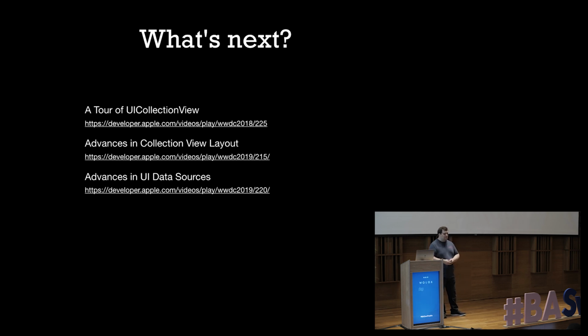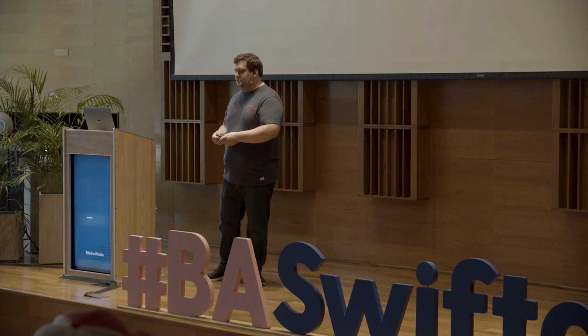So if you want to learn more about this, there are some great sessions from WWDC. The first one is from last year, a tour of collection view. It's really good to see what the internals of the collection view layout are. Advances in collection view layout is where they presented the compositional layout API. And finally, something I didn't cover in this talk, advances in data sources. There are new great APIs to make diffing in our collection views, with the changes animated. It's really powerful. So that's it. Thank you.